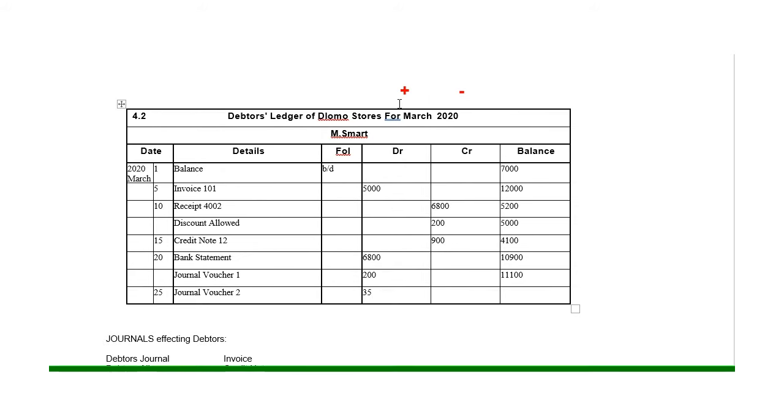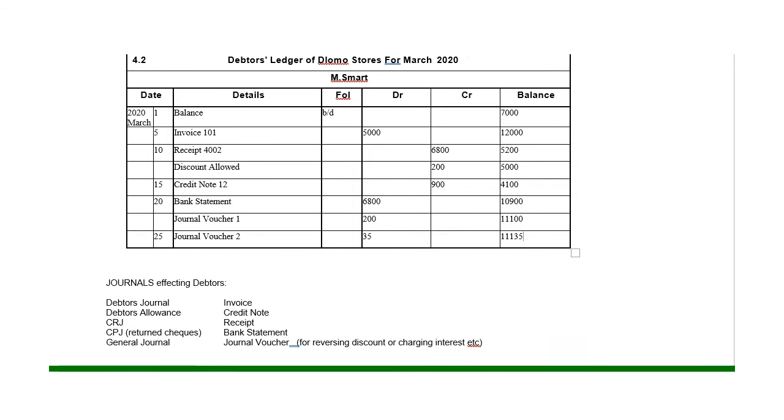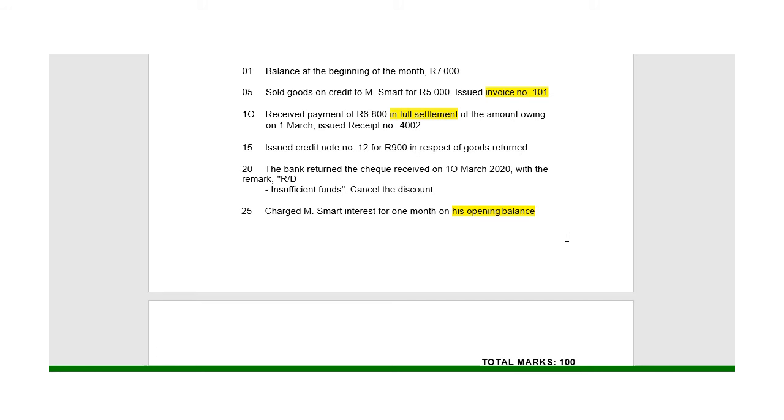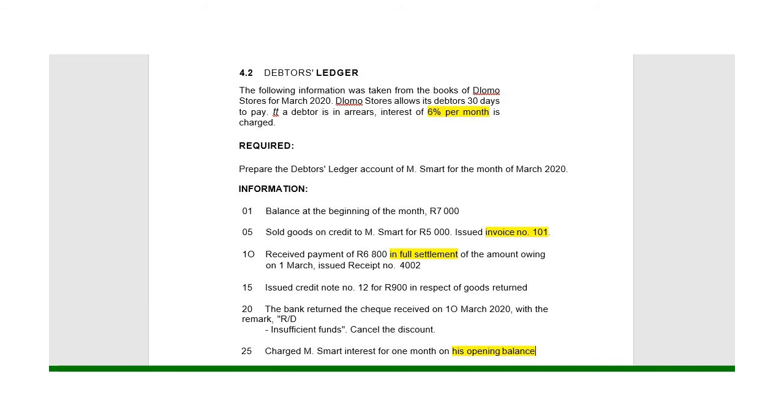So we will add 35 Rand to his account, which he must pay. So we'll put it in the more column, the debit column. 11,100 plus 35 gives me 11,135. So at the end of the month, this guy, Smart, owes me 11,135. I've got all the transactions in, so that is what he needs to pay us.